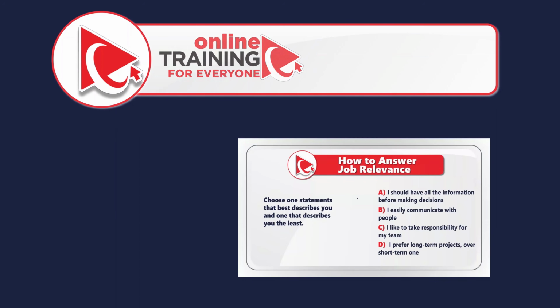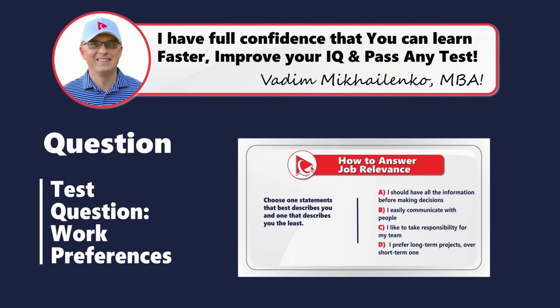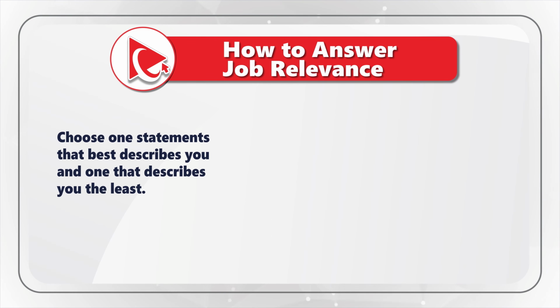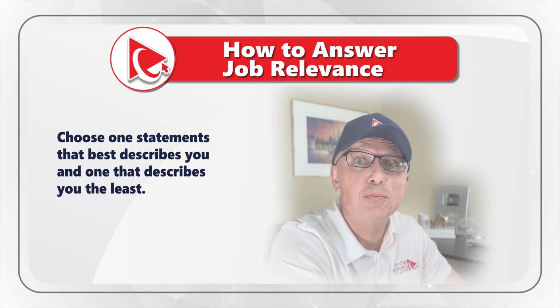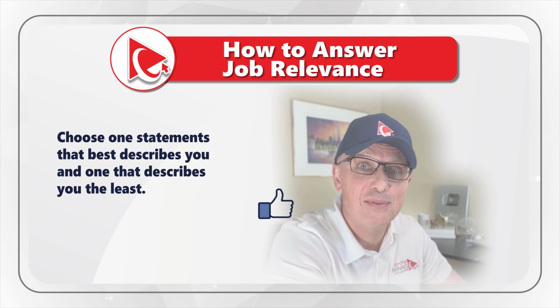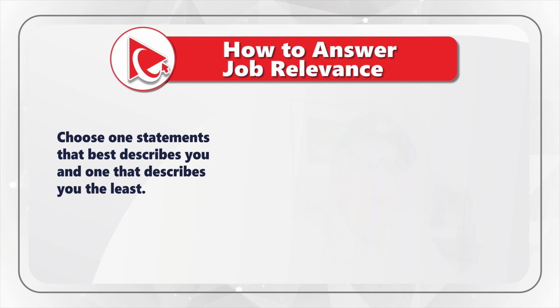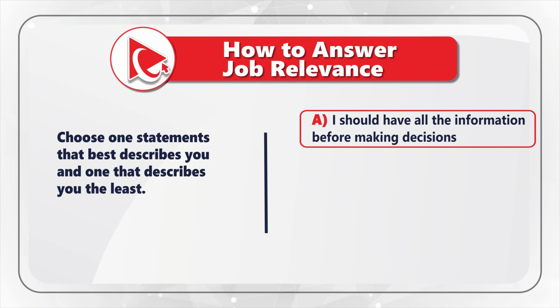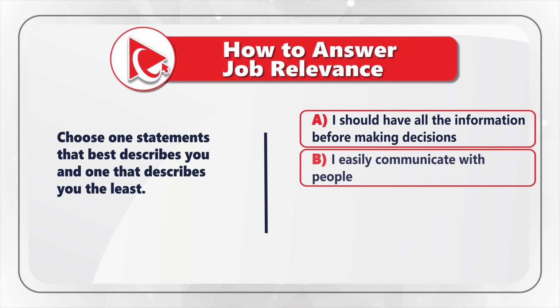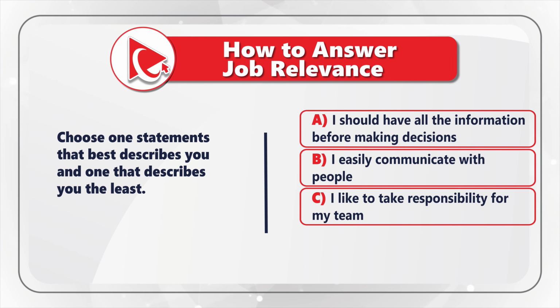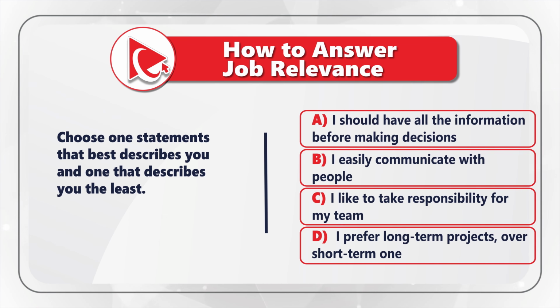Let's look at some sample personality assessment test questions we typically see on the test. Here's a very interesting question which you cannot just answer because you need a strategy and approach on how to answer. You need to select from 2 statements, one that best describes you and one that describes you the least. And your choices for selections are: choice A, I should have all the information before making a decision. Choice B, I easily communicate with people. Choice C, I like to take responsibility for my team. And last but not least, choice D, I prefer long-term projects over short-term ones.